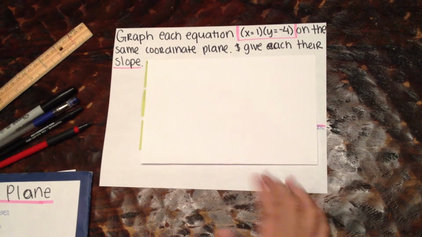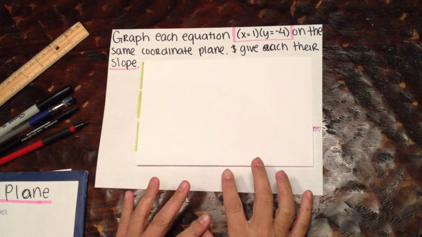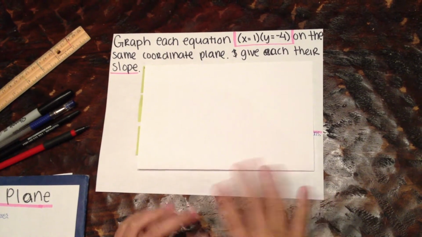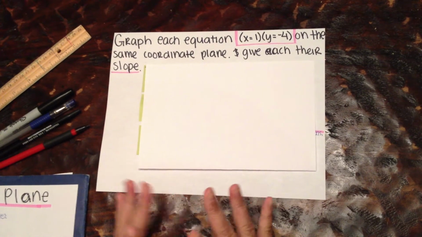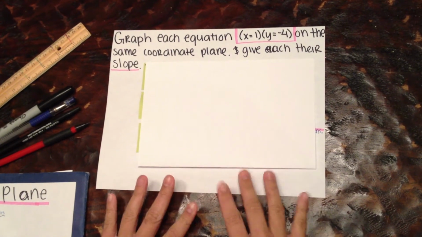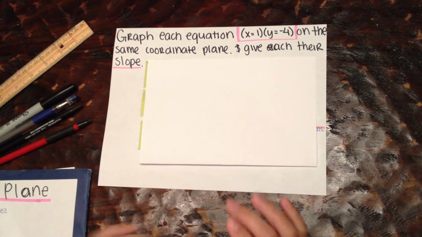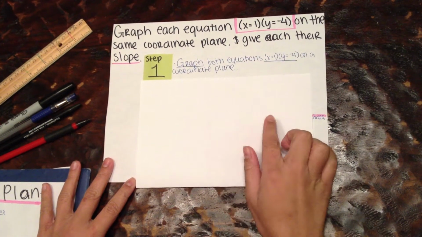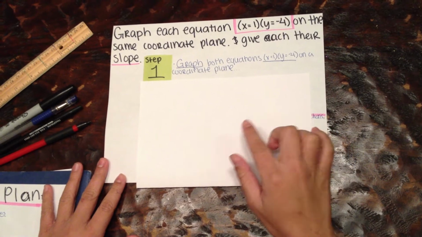Okay, so the problem that we're going to solve is: graph each equation, x equals 1 and y equals -4, on the same coordinate plane and give each of their slopes. Generally for this problem, there are around 3 steps. The first step is to graph both equations, x equals 1 and y equals -4, on a coordinate plane.